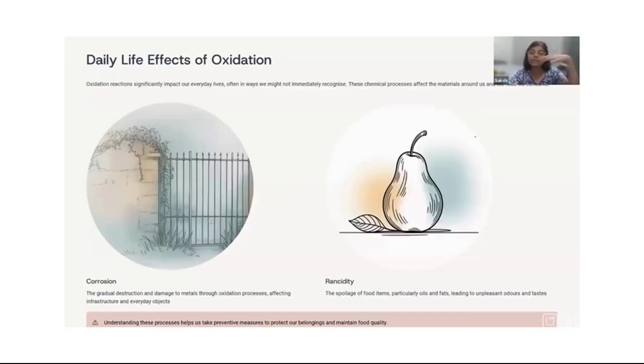So it is happening in the presence of oxygen, right? Our iron is gaining oxygen to form rust. So that is again an effect of oxidation we see in our daily life.